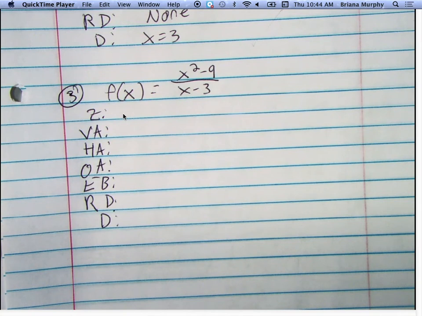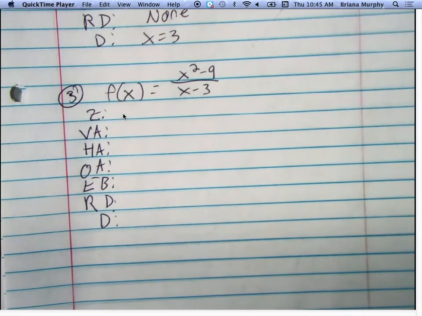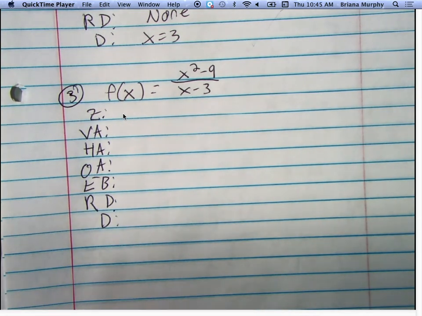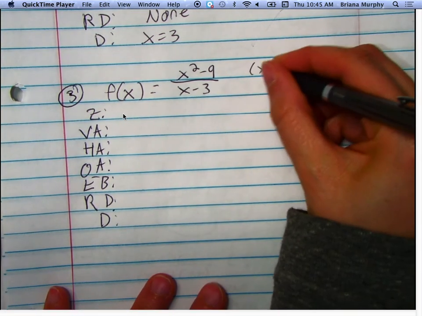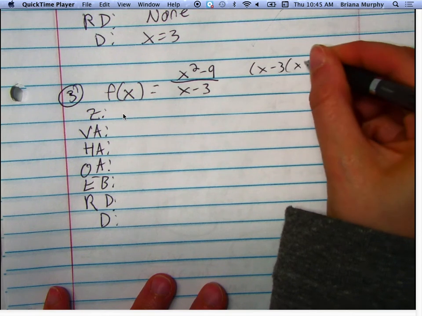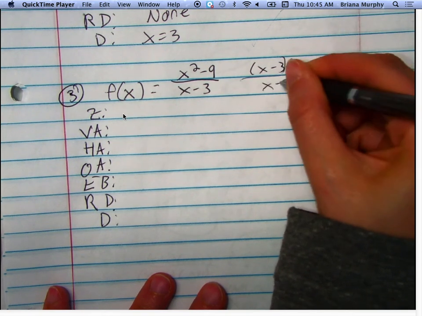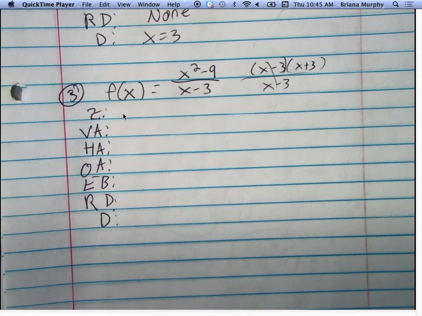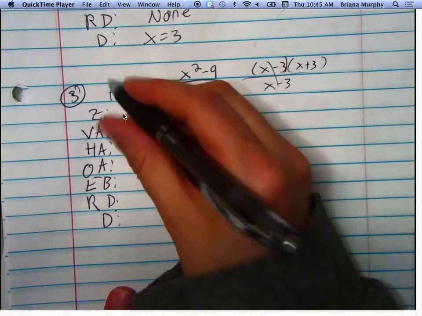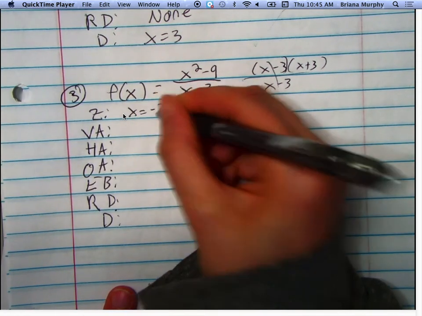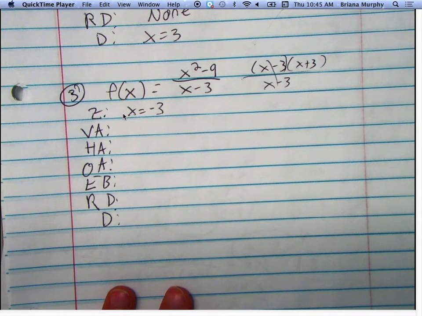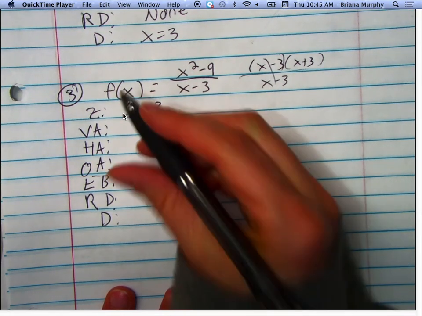Okay, let's go over the answer real quick. So I want your attention again. So we know we can go x minus 3, x plus 3 over x minus 3, we know these cancel. What are my zeros then? X equals negative 3, right? What are my vertical asymptotes? None.